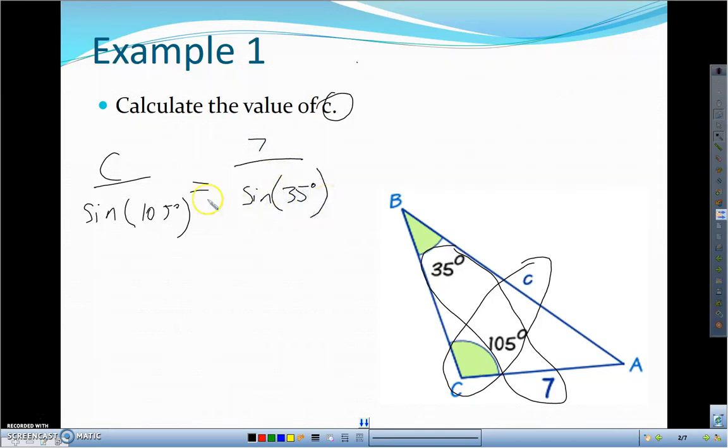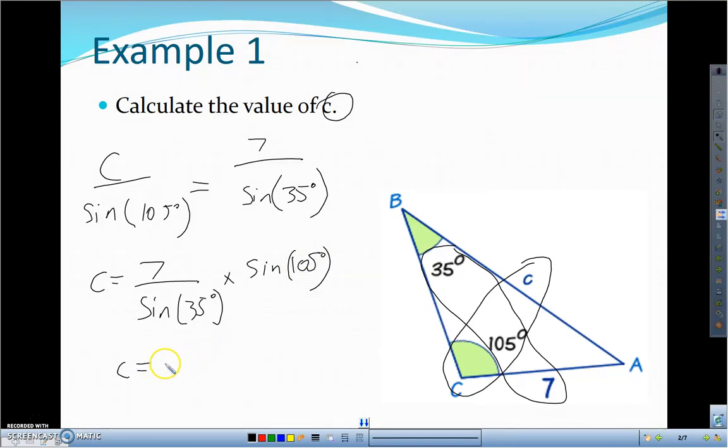And how we solve this is we want to isolate for c. So this sine 105 comes up, and c is equal to 7 over sine 35 degrees times sine 105. And using our calculators, this would tell us that the value of c is approximately equal to 11.788. I guess I should use proper mathematical notation. This is approximately equal to, because that will probably be an irrational number.